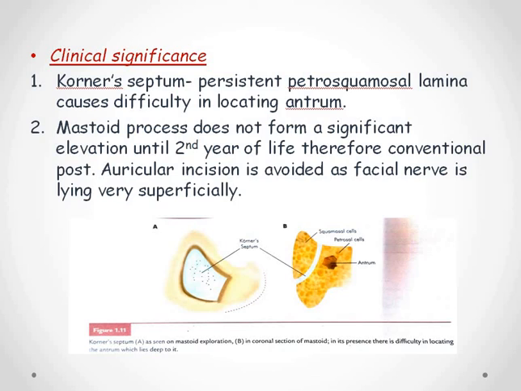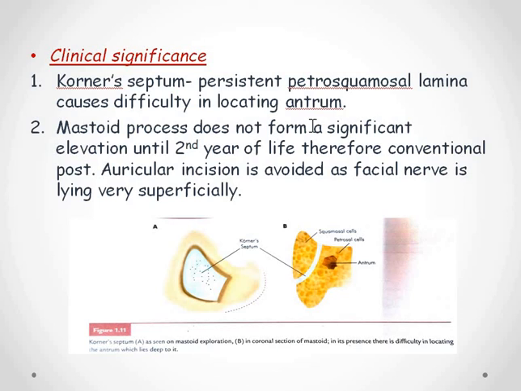The clinical significance: the cog septum. It is a persistent petrosquamosal lamina that causes difficulty in locating the antrum. So you can see what the cog is. Here you can see it is a petrosquamosal lamina. This is basically what happens when we drill the mastoid antrum. Sometimes we think that we have drilled the mastoid antrum, but we have just reached the cog. It is a persistent petrosquamosal lamina lying just above the main antrum, so it causes difficulty in locating the antrum.